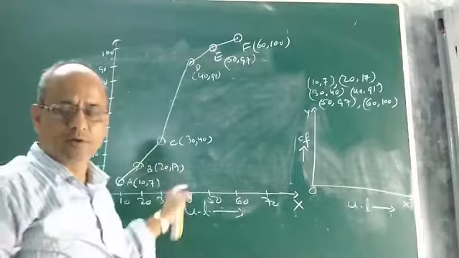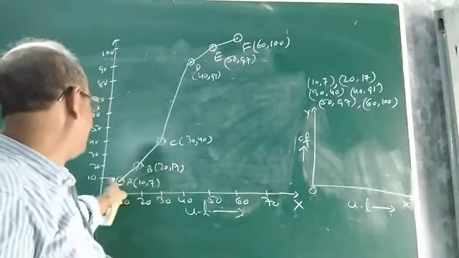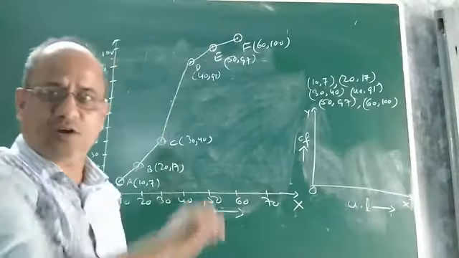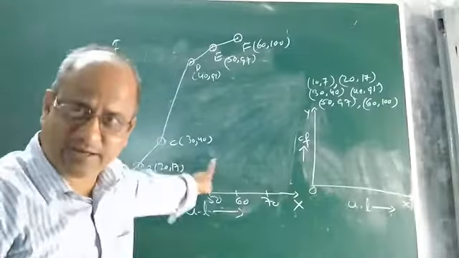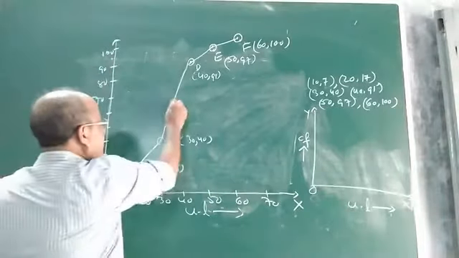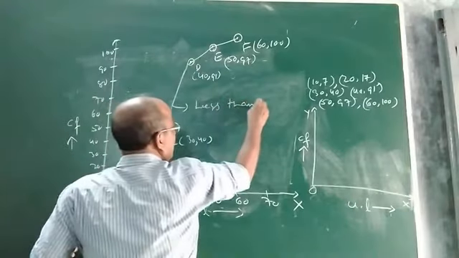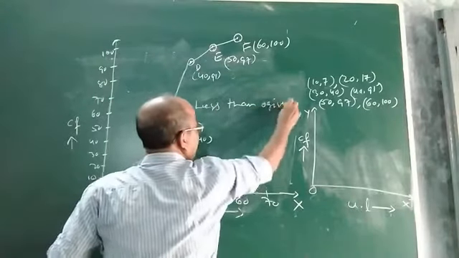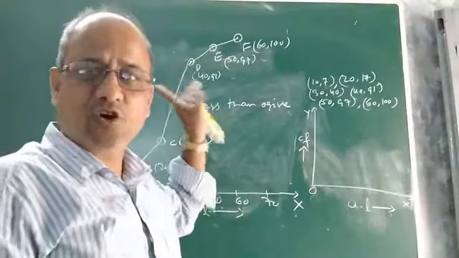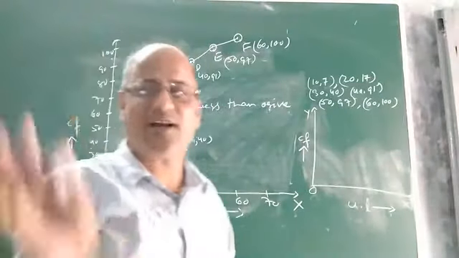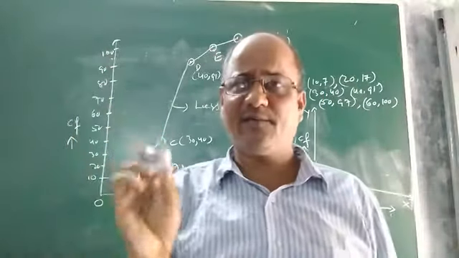Look at, I joined all the 6 points A, B, C, D, E and F by freehand. And what did I get? I got a curve. Did I get a curve or not? Yes. So this curve is nothing but the less than ogive or less than cumulative frequency curve of the given continuous frequency distribution.